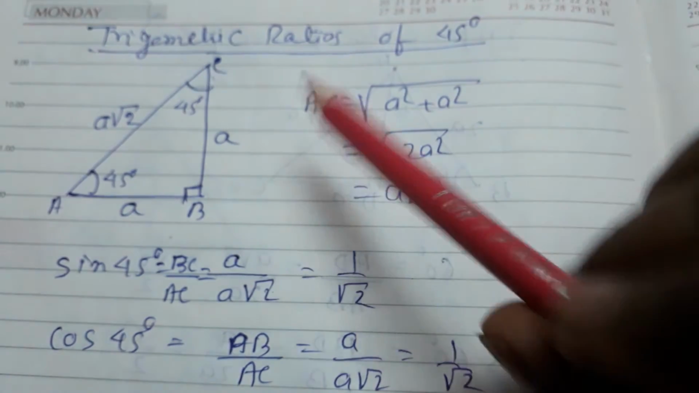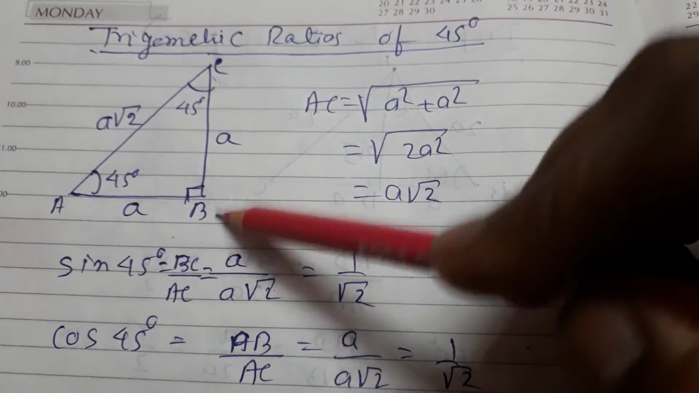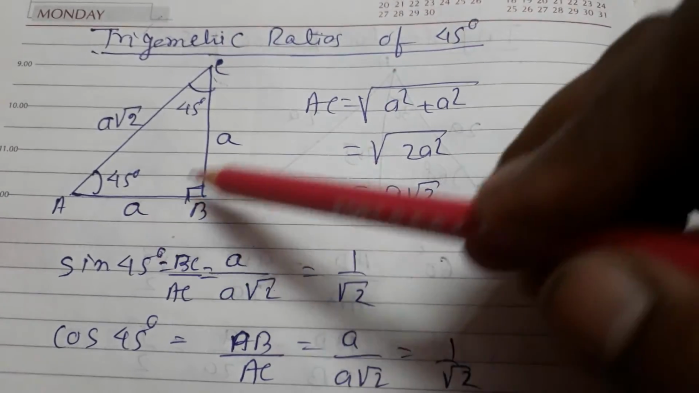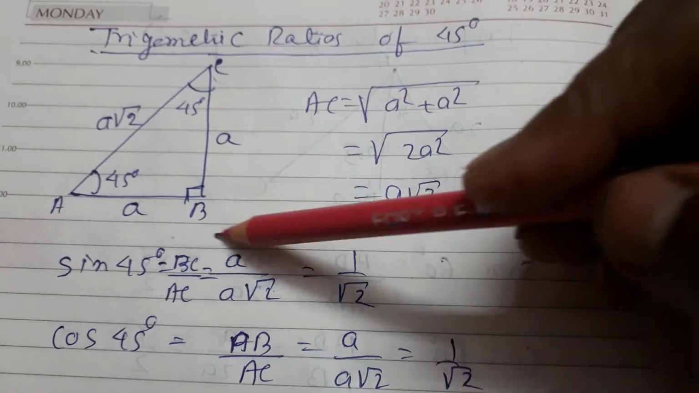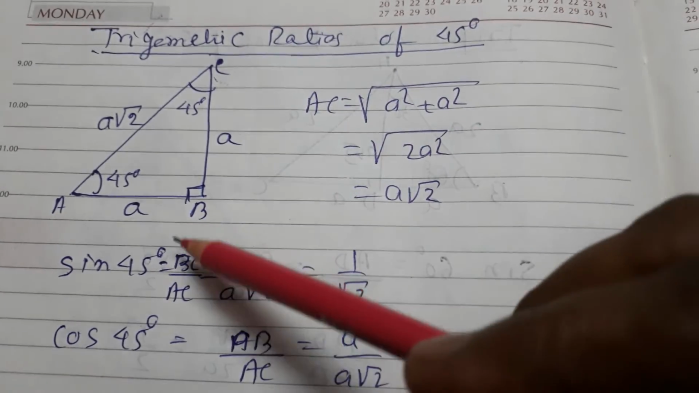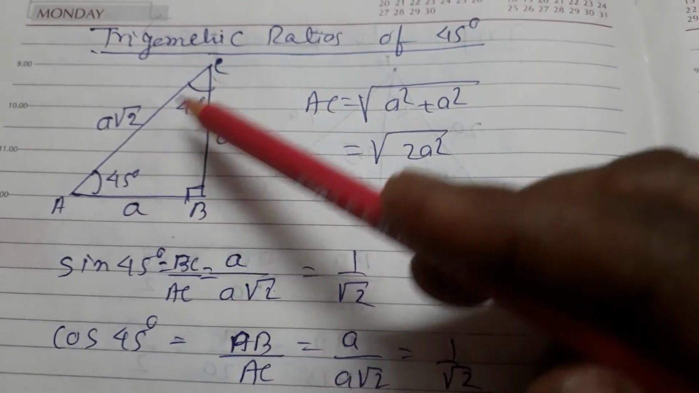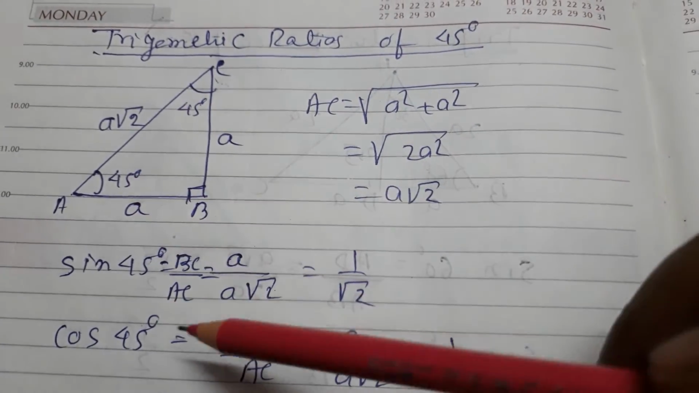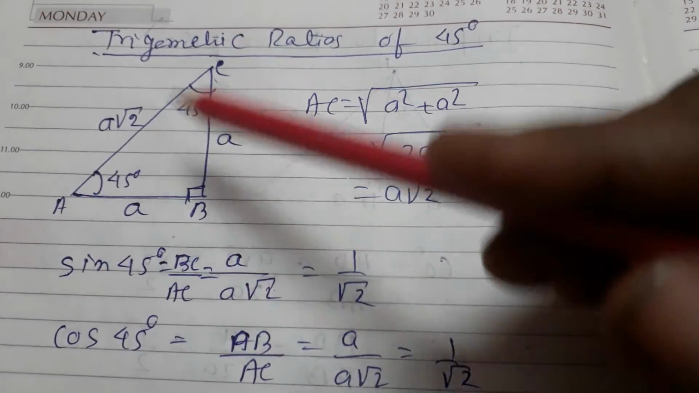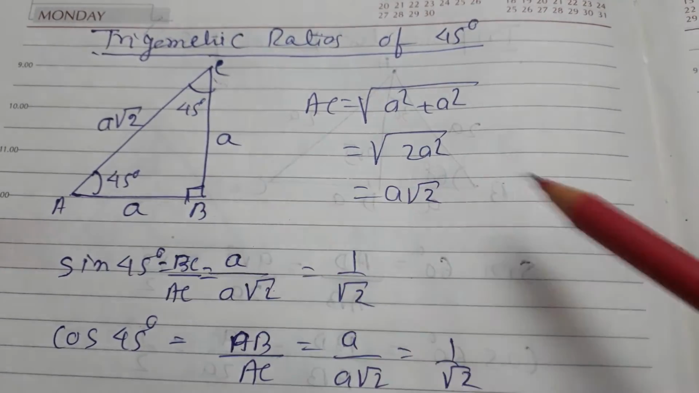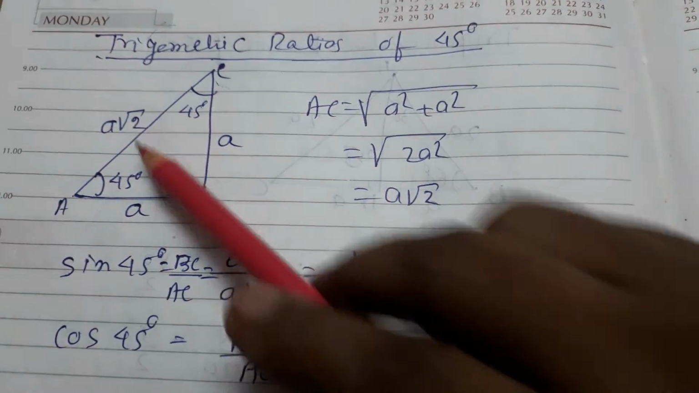Now trigonometric ratios of 45 degrees. Triangle ABC is an isosceles right triangle. So this angle is 90 and AB equals BC equals A. In an isosceles right triangle, the two base angles are the same, which are 45 degrees. And by Pythagoras theorem, AC equals root under A square plus A square, that is 2A square, and it is A root 2.